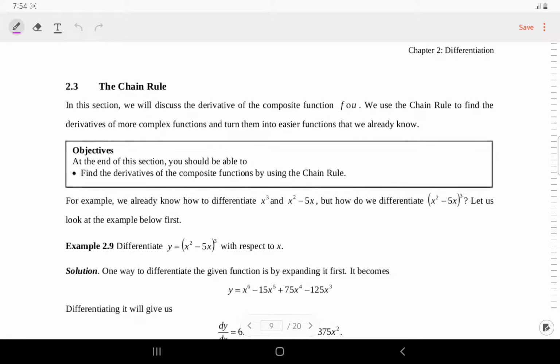Okay, in this topic, we will discuss the derivative of composite function. Each of the composite functions, we will differentiate them using chain rule. For example, we already know how to differentiate x cubed and x squared minus 5x. We already know how to differentiate these two functions.